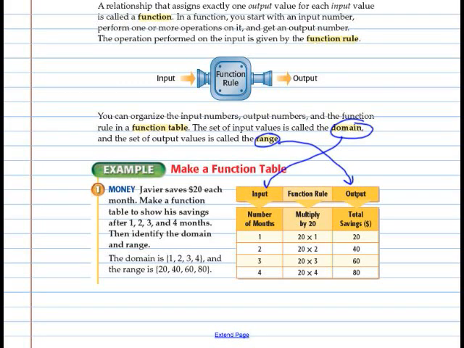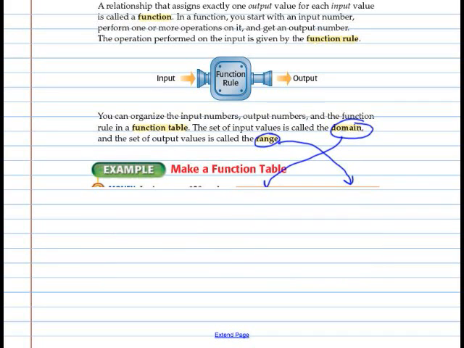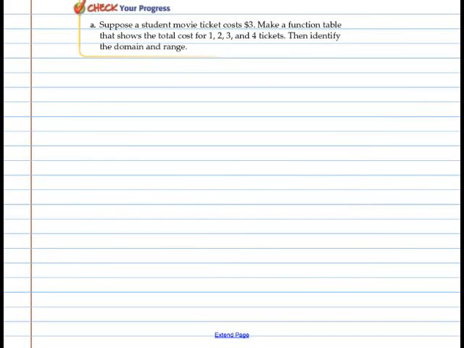Javier saves $20 each month. Make a function table to show his savings after 1, 2, 3, and 4 months. Then identify the domain and the range. Well, 1 month times 20 is 20. 2 months times 20 is 40. 3 months times 20 is 60. 4 months times 20 is 80. The domain is the number of months. The range is the total savings. This would be your function rule.